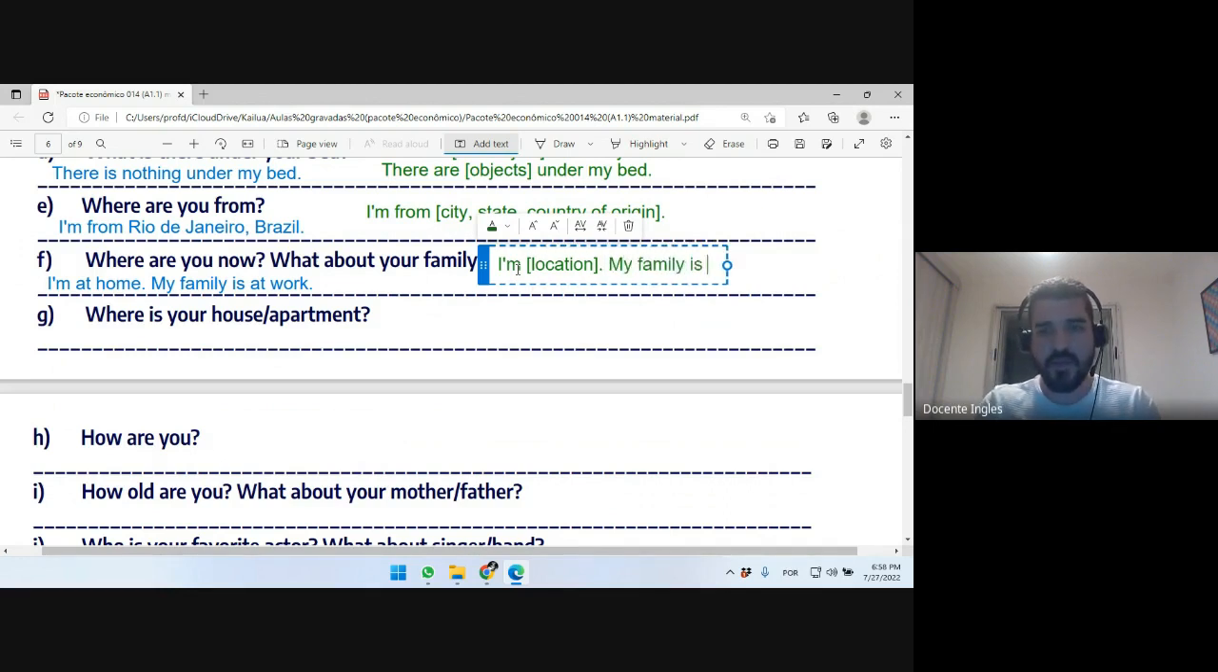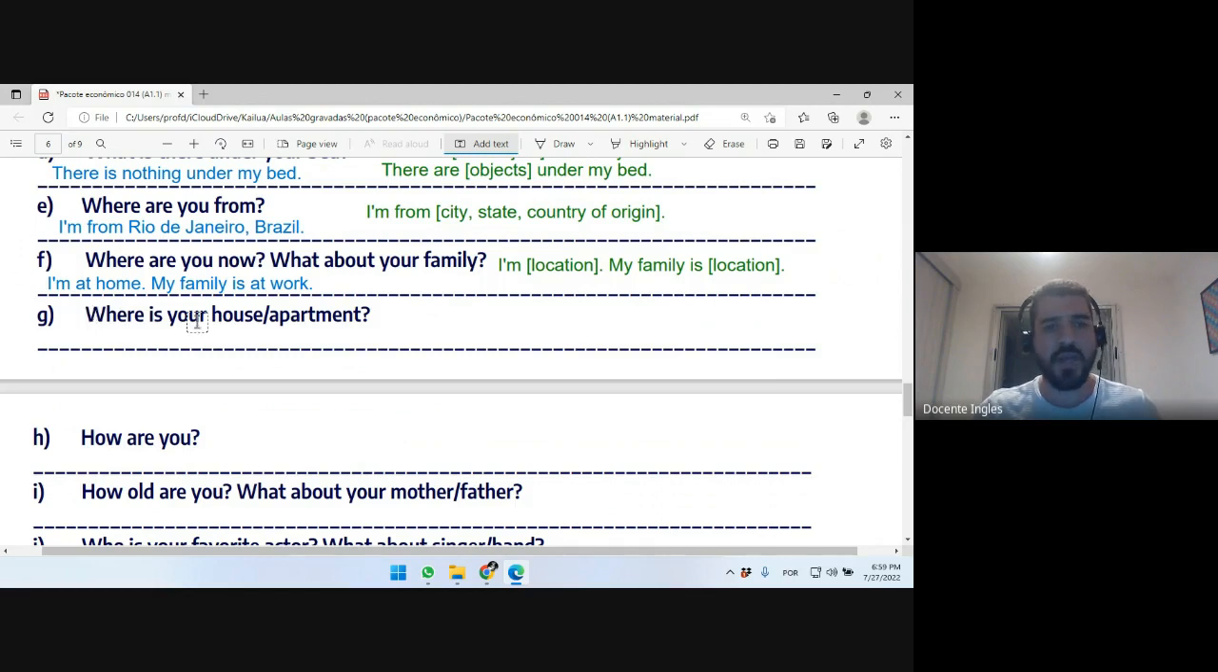And my family is location. Family is a group of people, but the word family is singular. So my family is and location. Is it possible to separate? Yes, my mother is blah, blah, blah. My father is blah, blah, blah. My husband, my wife, my brother, my sister. It's possible to use my family or separate the family members.